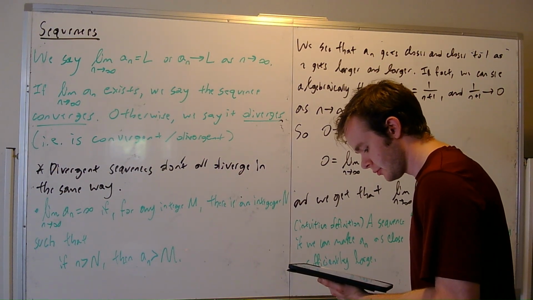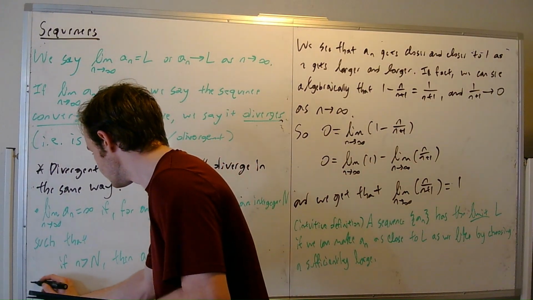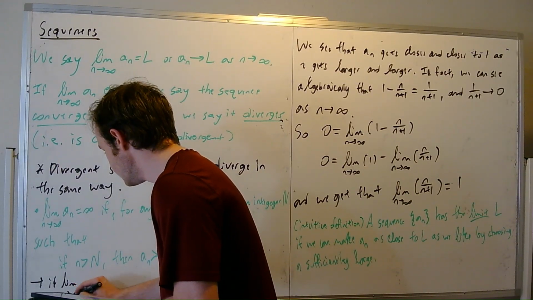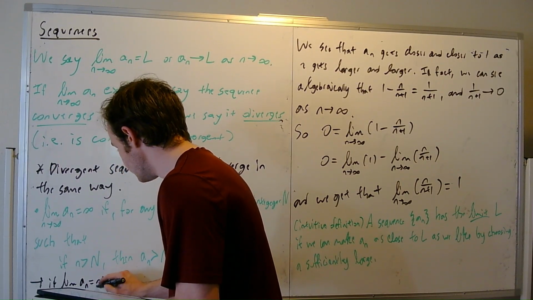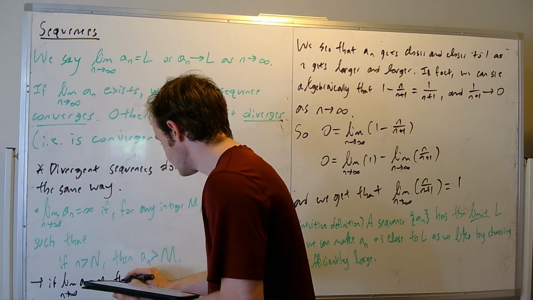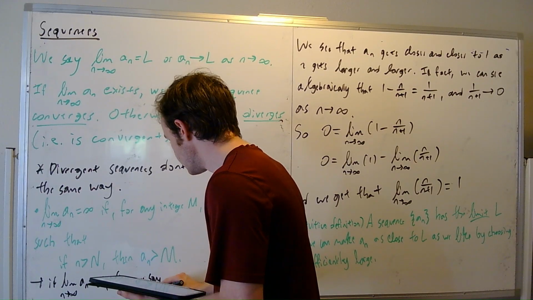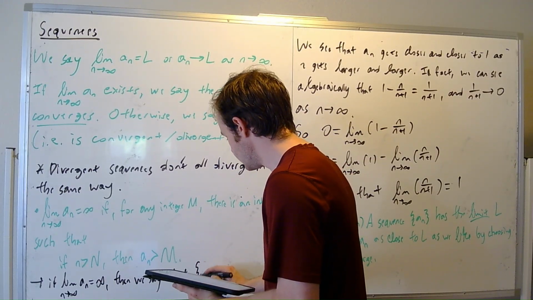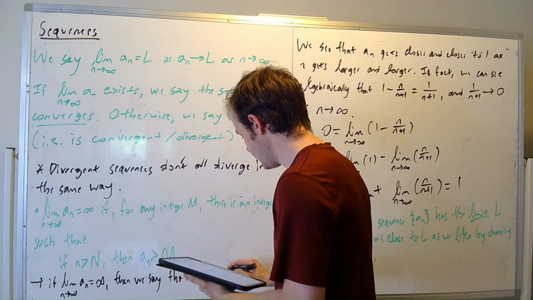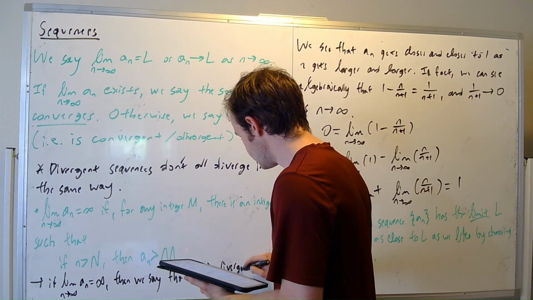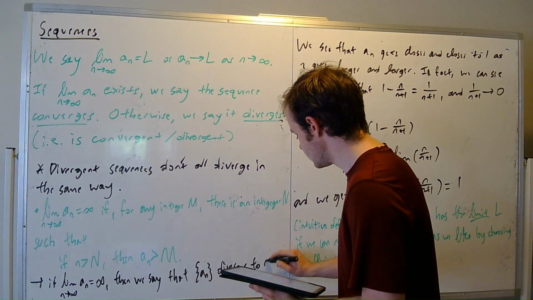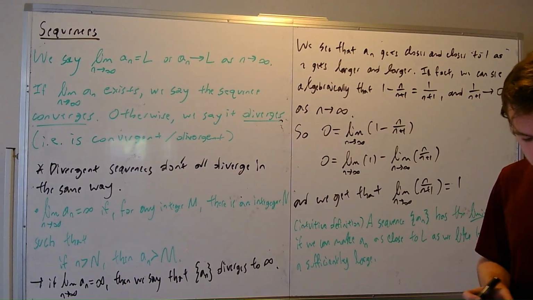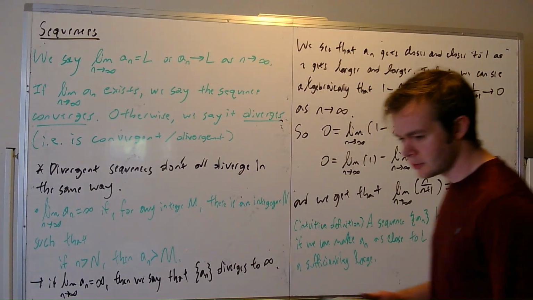And I'll say here, if the limit as n goes to infinity of a_n equals infinity, then we say that a_n diverges to infinity, right? Because we said it's divergent, and we'll just say that it diverges to infinity. Okay, so let's write down a theorem.